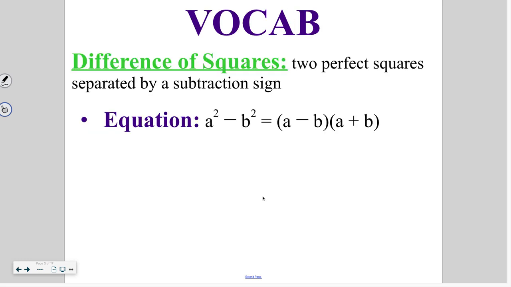So when we are looking at difference of squares, this is two perfect squares being separated by a subtraction sign. So we've got a squared minus b squared. Both of those are perfect squares because we can take the square roots of those numbers, and they are being subtracted. The factored form is going to be a minus b, a plus b.